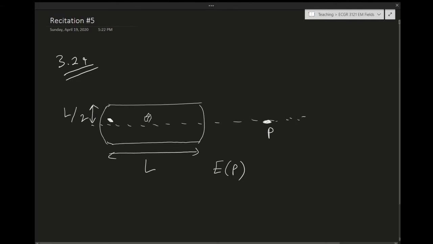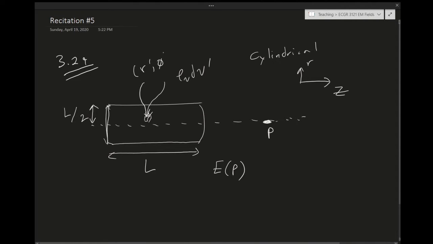The coordinate system I want to devise is the following. I'm going to designate this direction as the z-axis, and perpendicular to the z-axis, I have the r-axis. I'm going to use cylindrical coordinates. And the charge in this volume element is going to be rho v dv prime. Remember, we use the prime designation whenever we are dealing with a source. And the coordinates of this volume element are going to be r prime, phi prime, z prime in cylindrical coordinates.